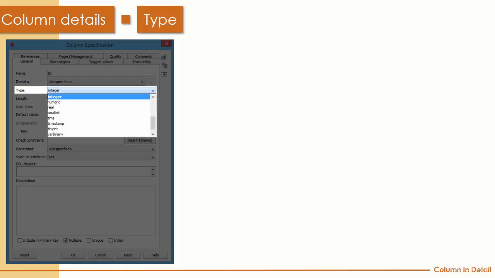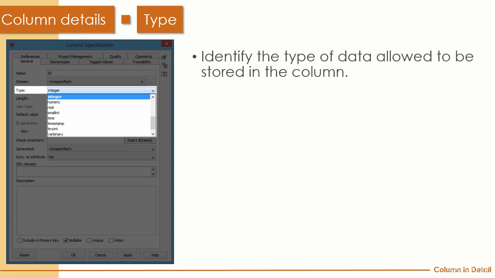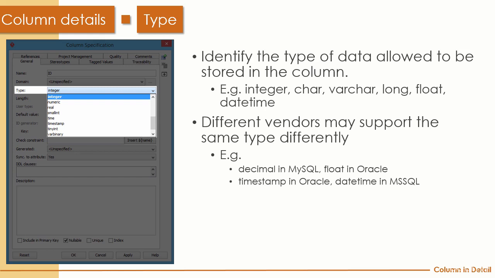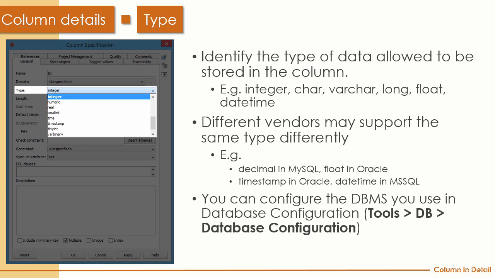And then we look into the type. You can set the type of the column you want, for example, integer, char, varchar, etc. Different database vendors may support different database types. For example, MySQL supports decimal, Oracle supports float and timestamp, and MS SQL has datetime. You can configure the database type by using the Tools, DB, and Database Configuration.